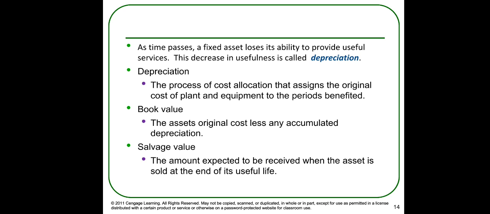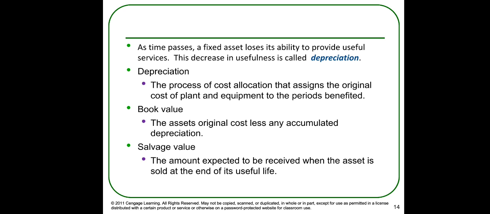Okay, depreciation is the process of cost allocation that assigns the original cost of plant and equipment to the period benefited. Okay, and then before you can calculate the depreciation, you have to know the book value. The term book value means the asset's original cost less any accumulated depreciation.